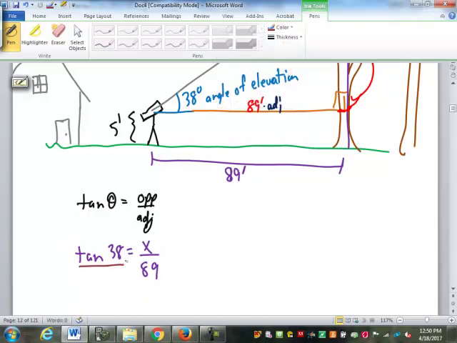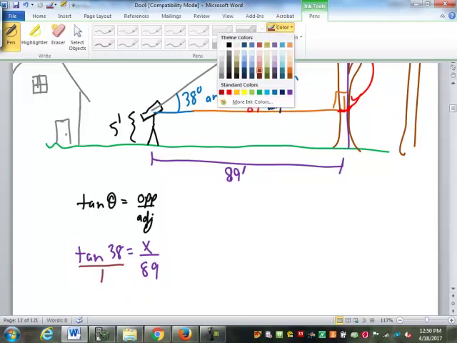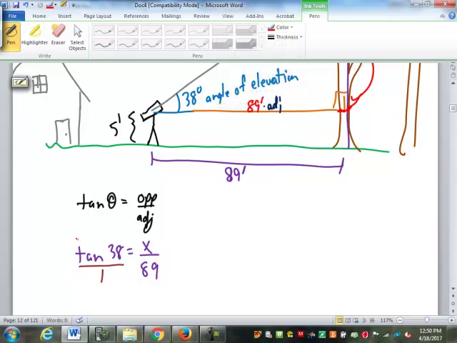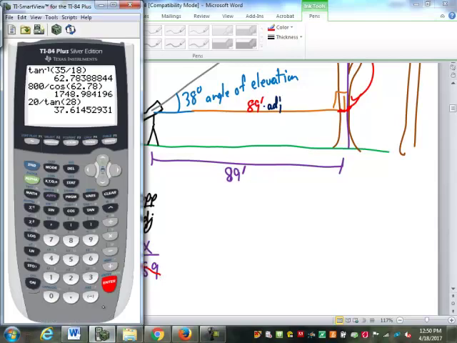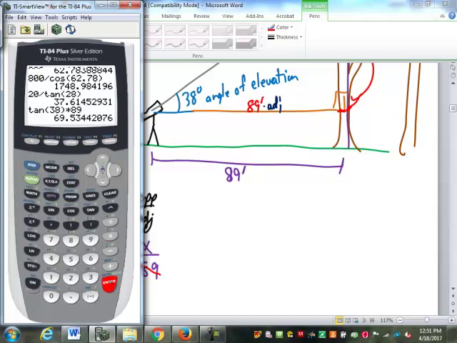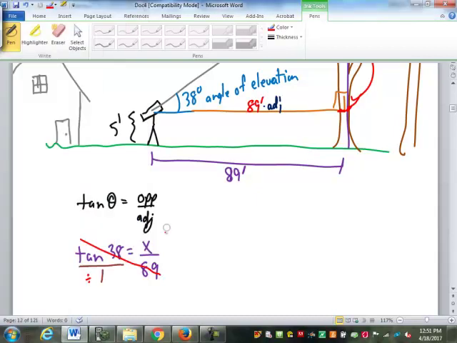So I'm looking for a missing side, so I put that over 1 to make it a proportion. And I cross multiply. This time it's tangent of 38 times 89 divided by 1. So I do tangent of 38, make sure I close my parentheses, times 89, and I don't really need to divide by 1. 69.53 feet.